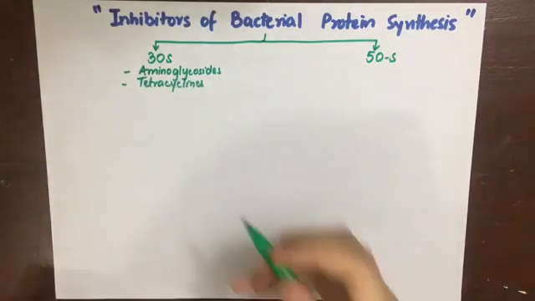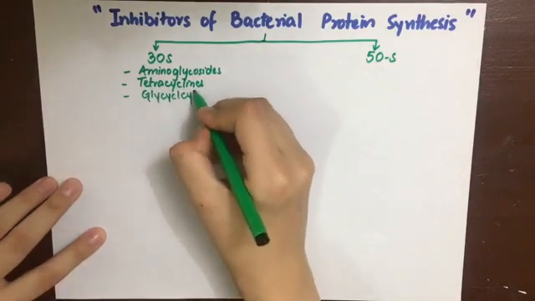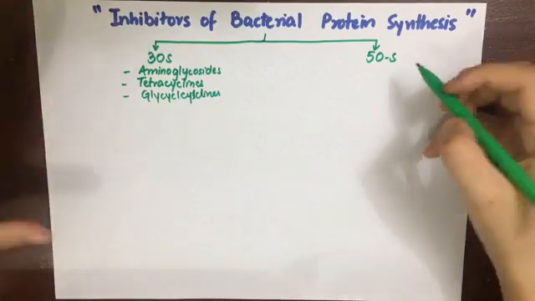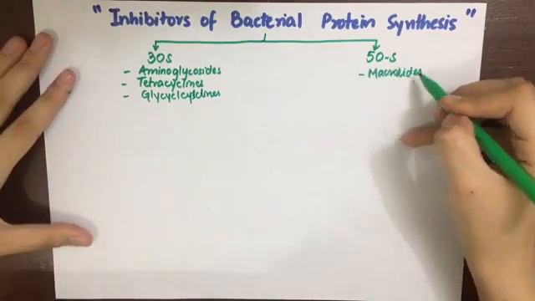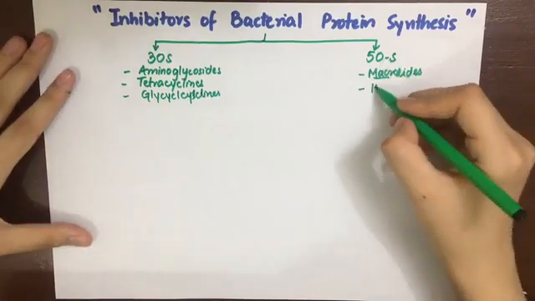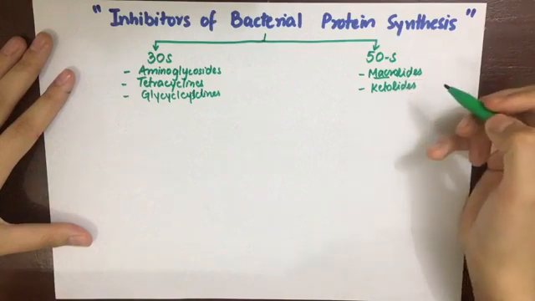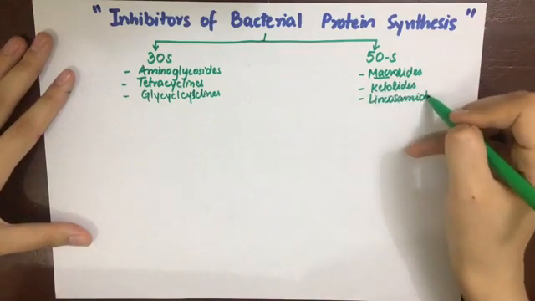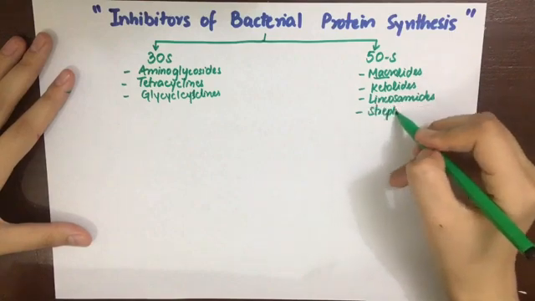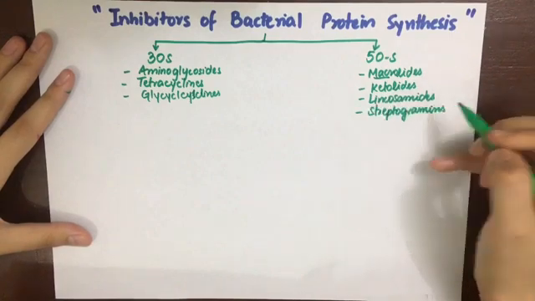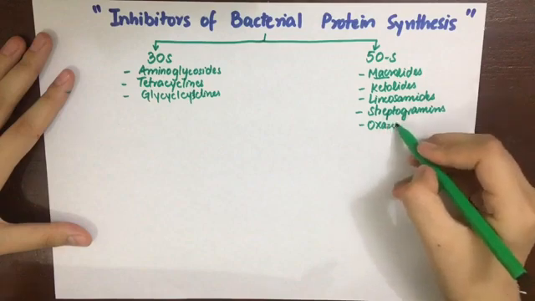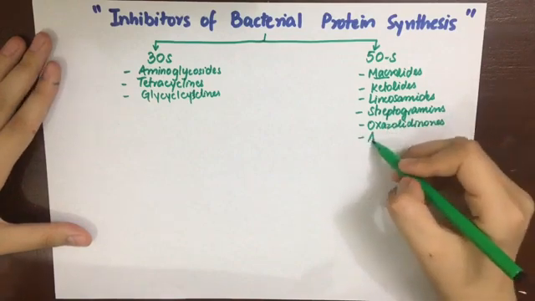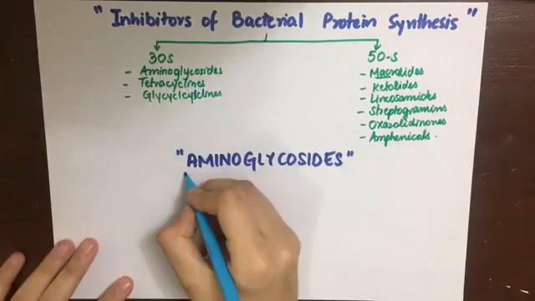The antibiotics that act on the 30S ribosome to inhibit bacterial protein synthesis are aminoglycosides, tetracyclines, and glycylcyclines, while the antibiotics that act on the 50S ribosomes are macrolides, ketolides, lincosamides, streptogramins, oxazolidinones, and amphenicol. In this lecture, we are only going to see aminoglycosides.